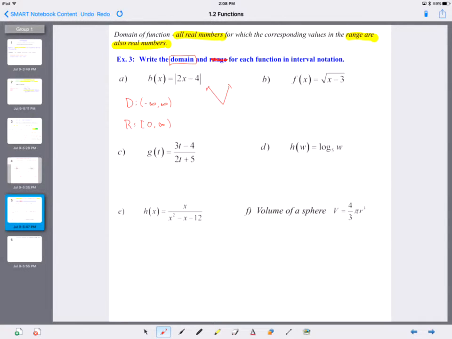Okay, and so we can look at that in terms of the graphing calculator in class as well. That's one of the things we can work on.